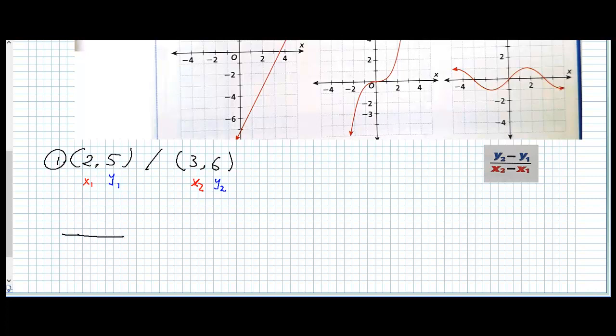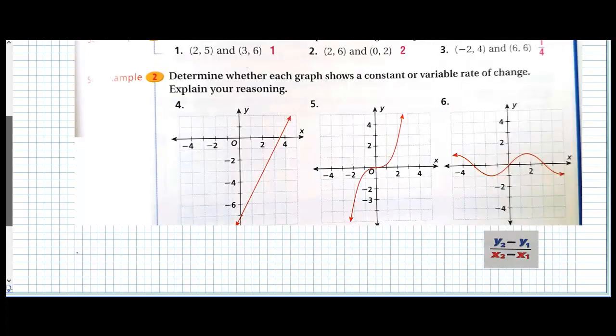So the slope here will be y2, that means 6, minus y1, which is 5, over x2, which is 3, minus x1, which is 2. So 6 minus 5 is 1, 3 minus 2 is 1, so our slope here equals 1. Next question, question 2.